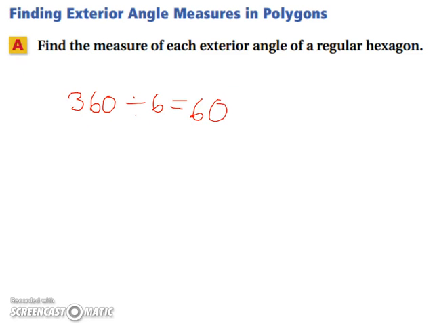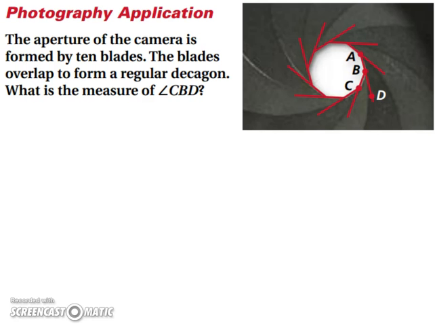Let's try a real-life application. In this case, a photography one. The aperture of the camera is formed by 10 blades. The blades overlap to form a regular decagon. What is the measure of angle CBD?